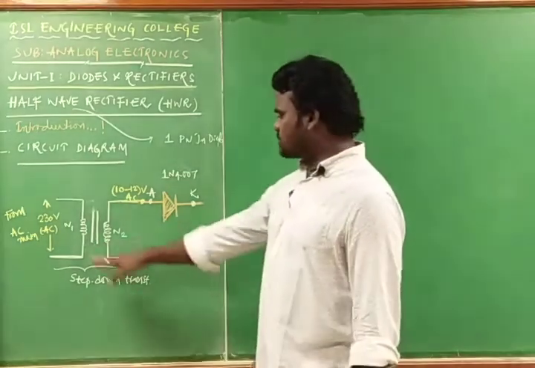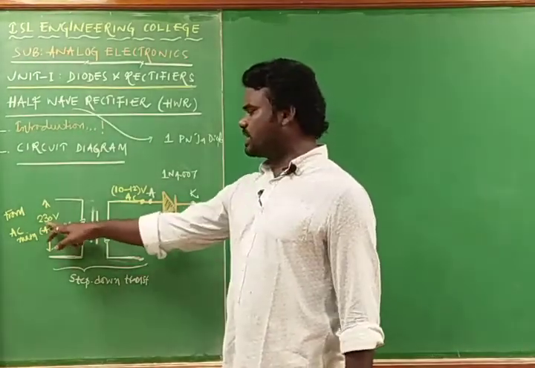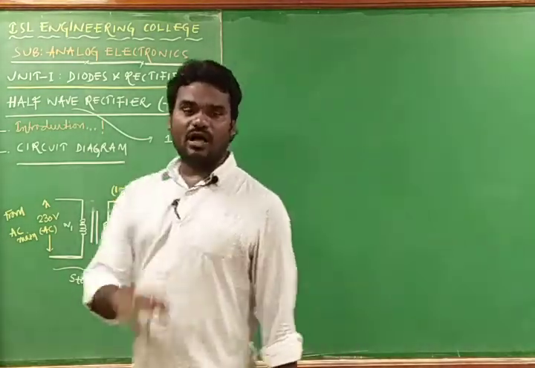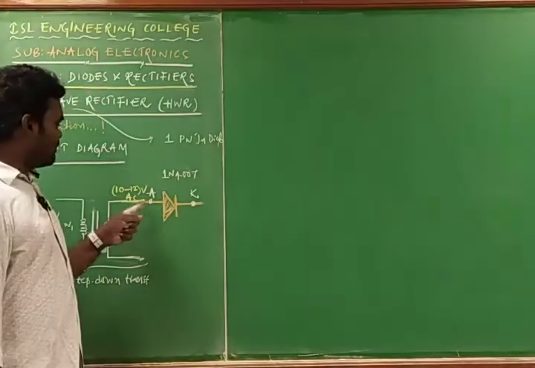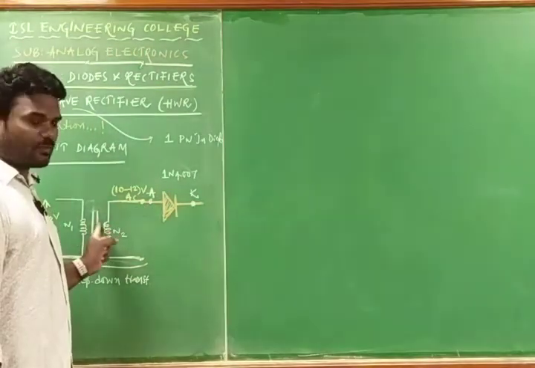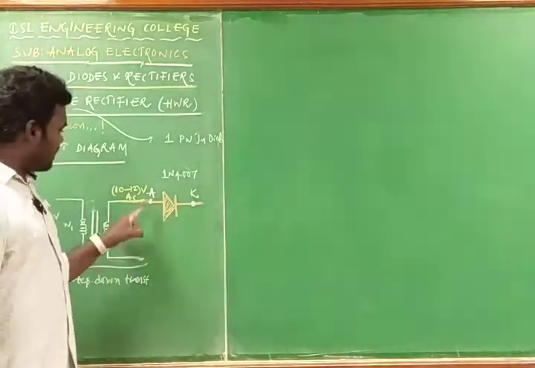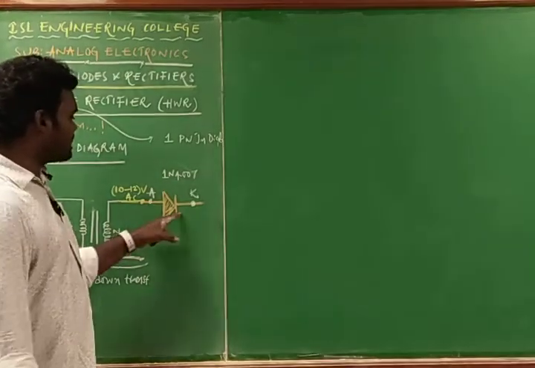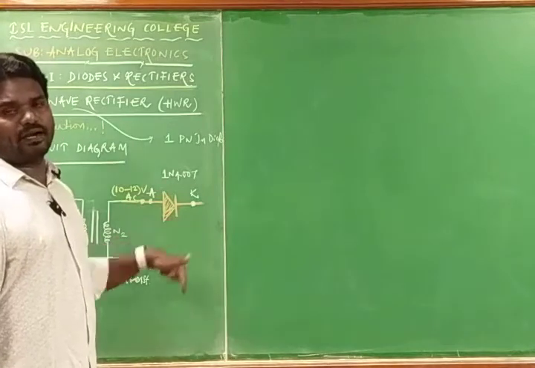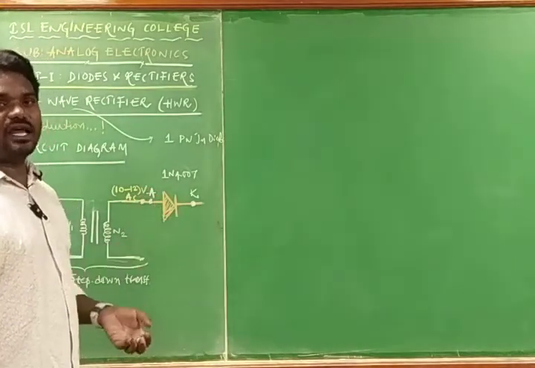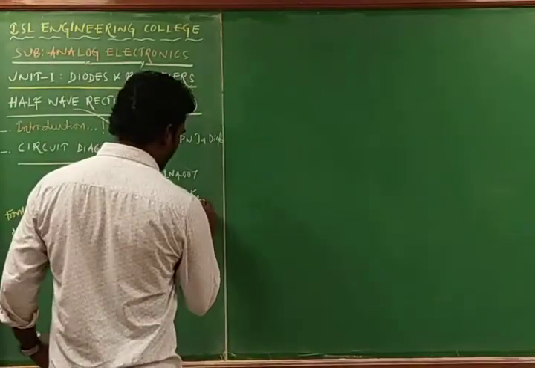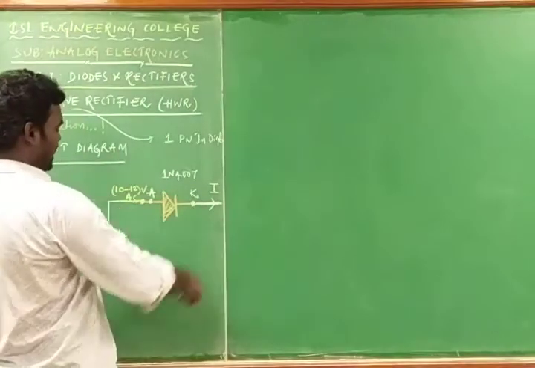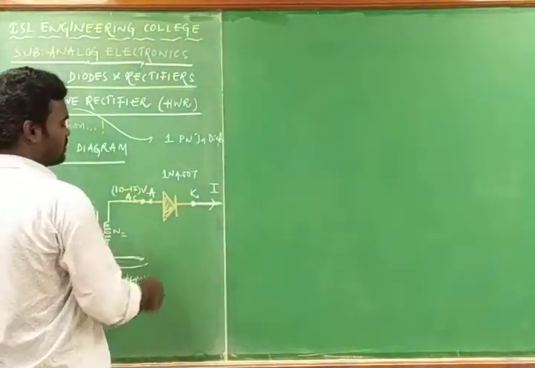Now this transformer is used to reduce the 230 volts of AC to 10 to 12 volts of AC. Now it is connected to the PN junction diode. If the anode gets positive, then the diode gets into forward bias. If the anode gets negative, then the diode gets into reverse bias. That means this diode can operate in forward bias and reverse bias, but we know that only in forward bias can the diode conduct current, so there is a possibility of current through the PN junction diode with the applied voltage of 0 to 12 volts.